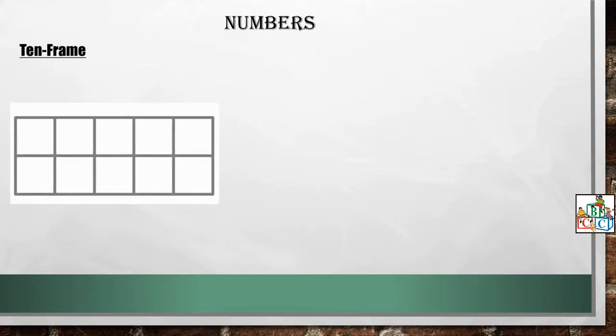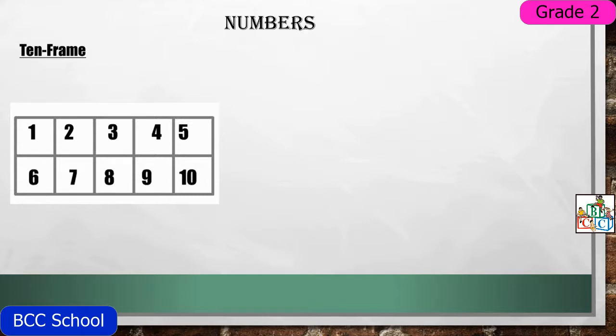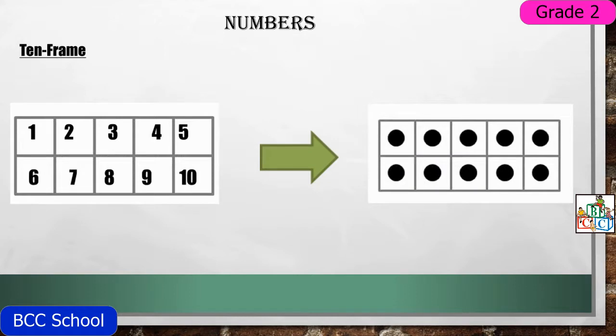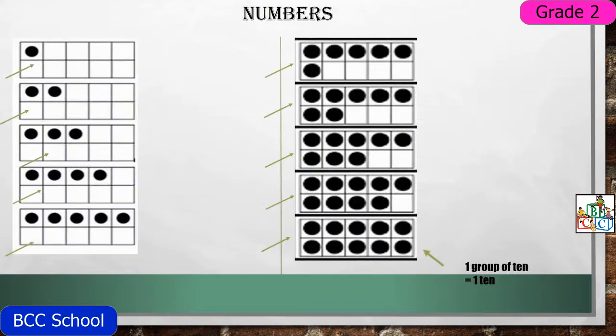Because it has 10 squares. Count, you will see it has 10 squares. This helps us to do the counting from 1 to 10. And we usually represent this with dots. Yes or no? Do you still remember the 10 frame? We're going to use the 10 frame to count.